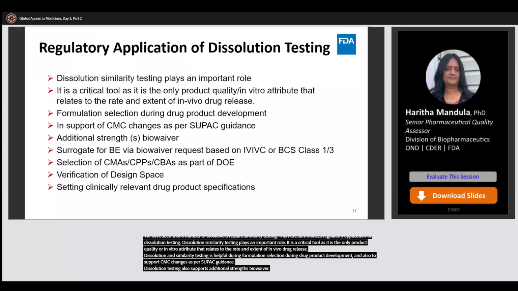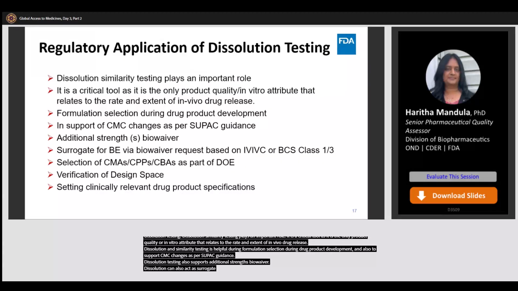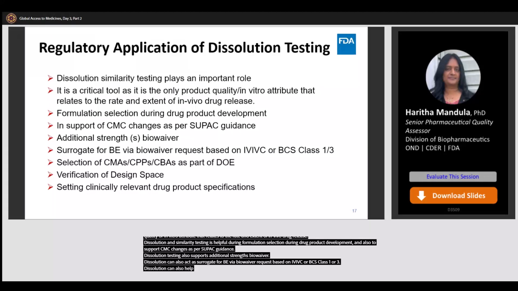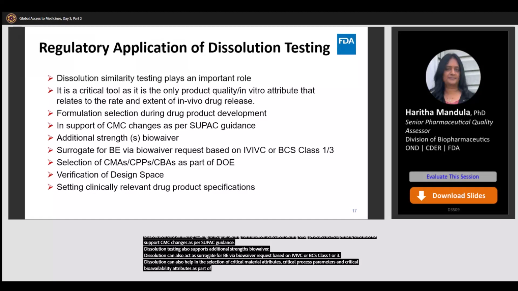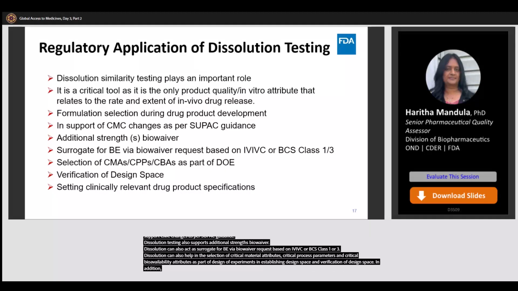Dissolution can also act as a surrogate for BE via biowaiver request based on IVIVC or BCS class 1 or 3. Dissolution can also help in the selection of critical material attributes, critical process parameters, and critical bioavailability attributes as part of design of experiments in establishing design space and verification of design space. In addition, dissolution testing and similarity testing can help in setting of clinically relevant drug product specifications.